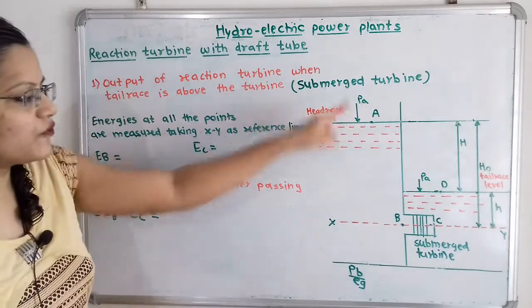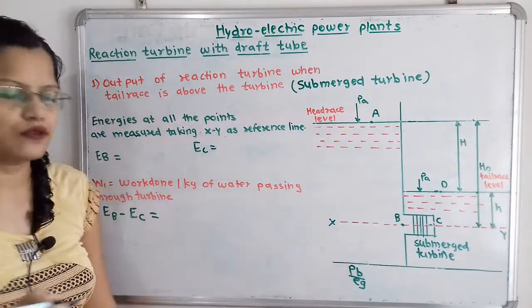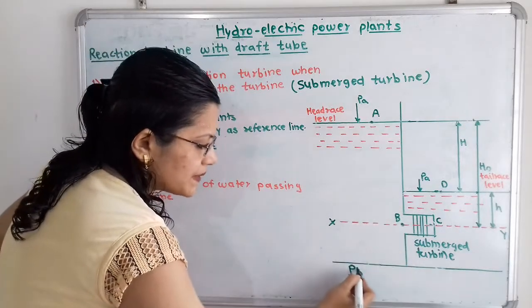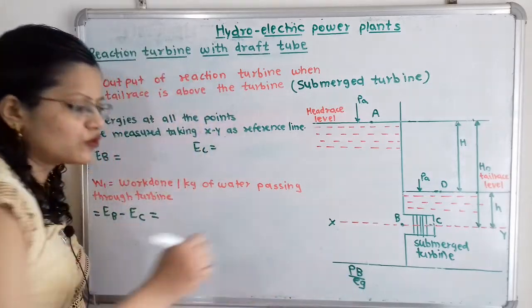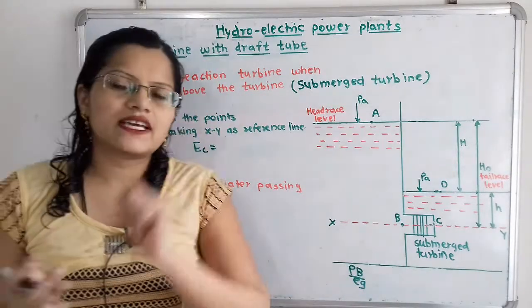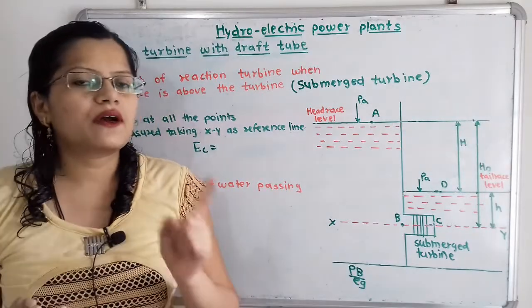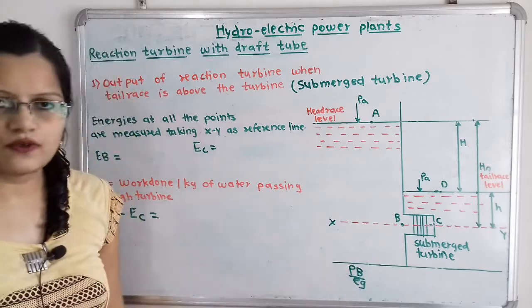So I will write here in rough, PB by rho g. But now if we observe this diagram, how can we define this PB by rho g? That is the pressure at point B, PB, divided by rho g. Rho g means what? Rho is the density of water, and if we multiply it with g, it becomes the weight density. So we write PB by rho g.